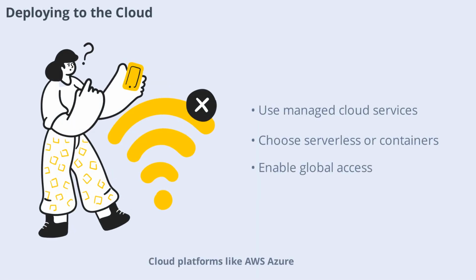Cloud platforms like AWS, Azure, and Google Cloud make it easy to deploy your API at scale. These platforms offer managed services for hosting, scaling, and monitoring your API. You can choose between serverless options like AWS Lambda or container-based deployments using Docker and Kubernetes. Cloud deployment ensures high availability and allows your data science solution to serve users around the globe.